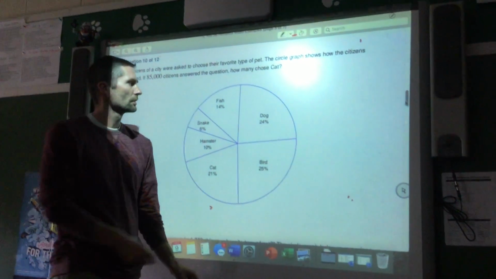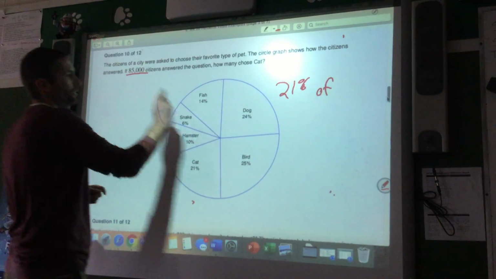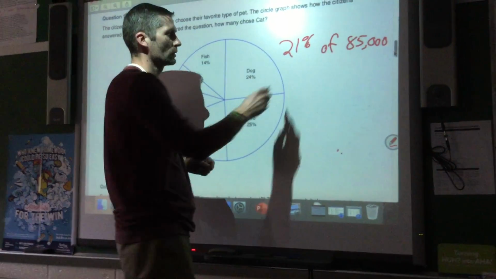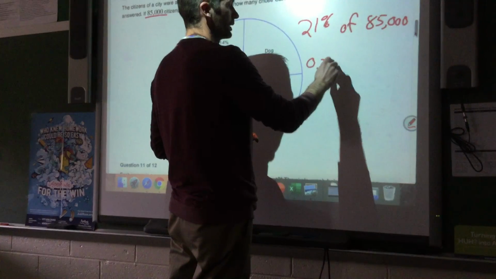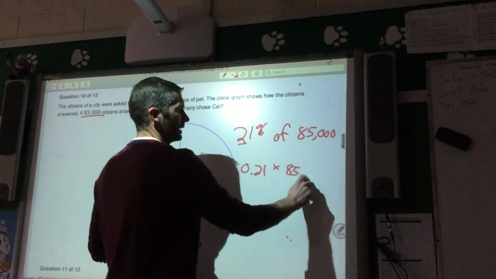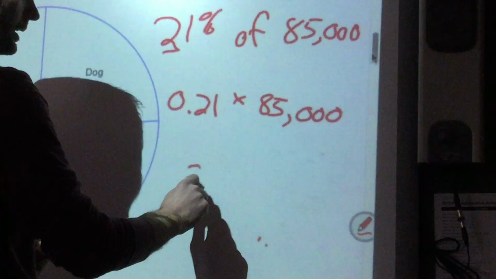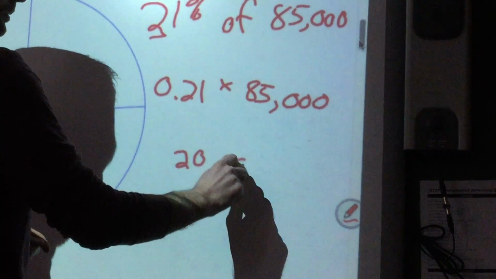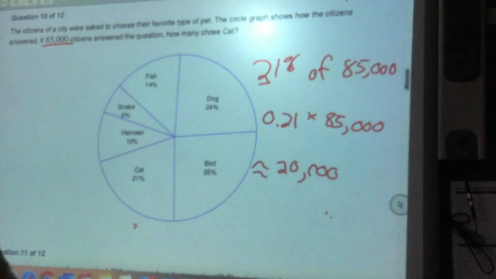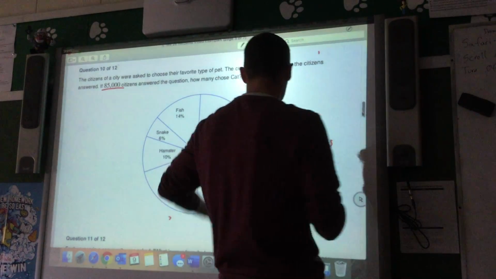21% chose cats. So we want to know 21% of 85,000. Again, of means multiply, so 21% is the same as 0.21. Move the decimal 2 spots for 21 over 100 times 85,000, and it should give you an answer about 20,000 or so. Makes sense. So it's got to be less than 85. It's going to be about a quarter of that. Next question.